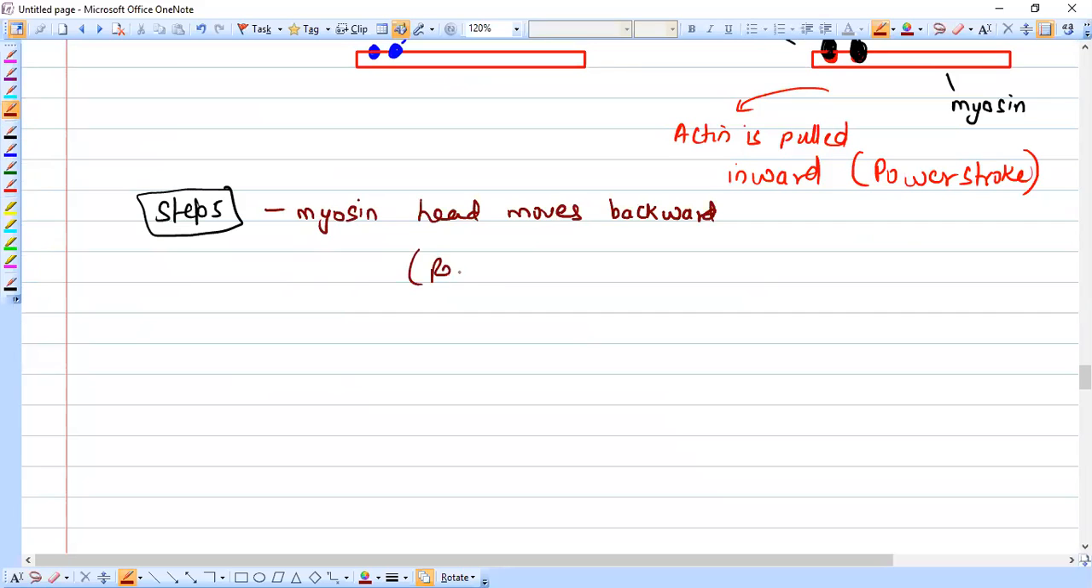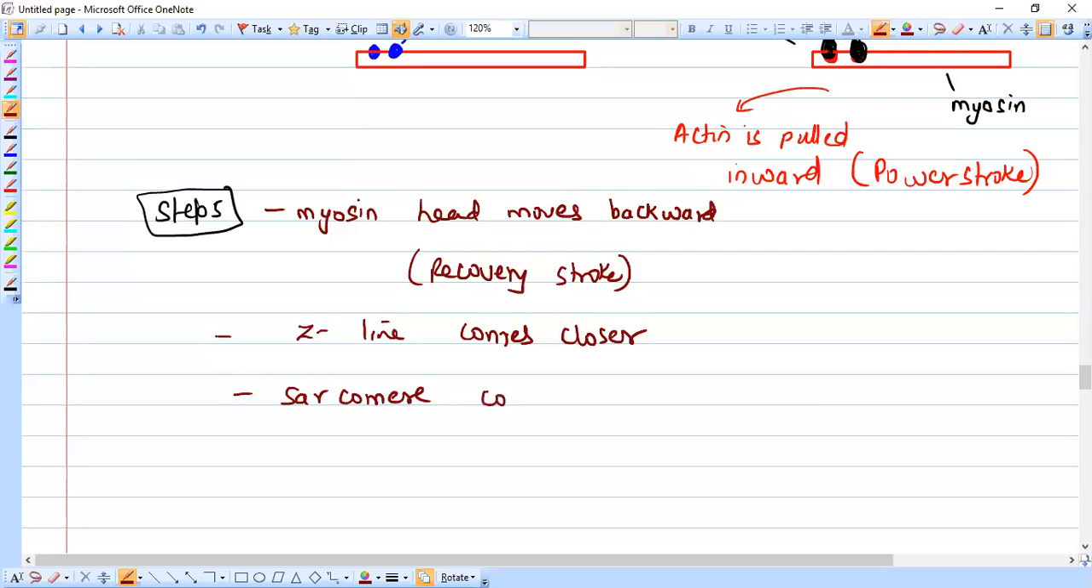And since it is moving backward, what will happen? There is a stroke called the recovery stroke. And this recovery stroke results in what? The Z line comes closer. Very important point: the Z line comes closer. The sarcomere contracts. And since the sarcomere contracts, I can say the muscle contracts. So this is how muscle contraction takes place.